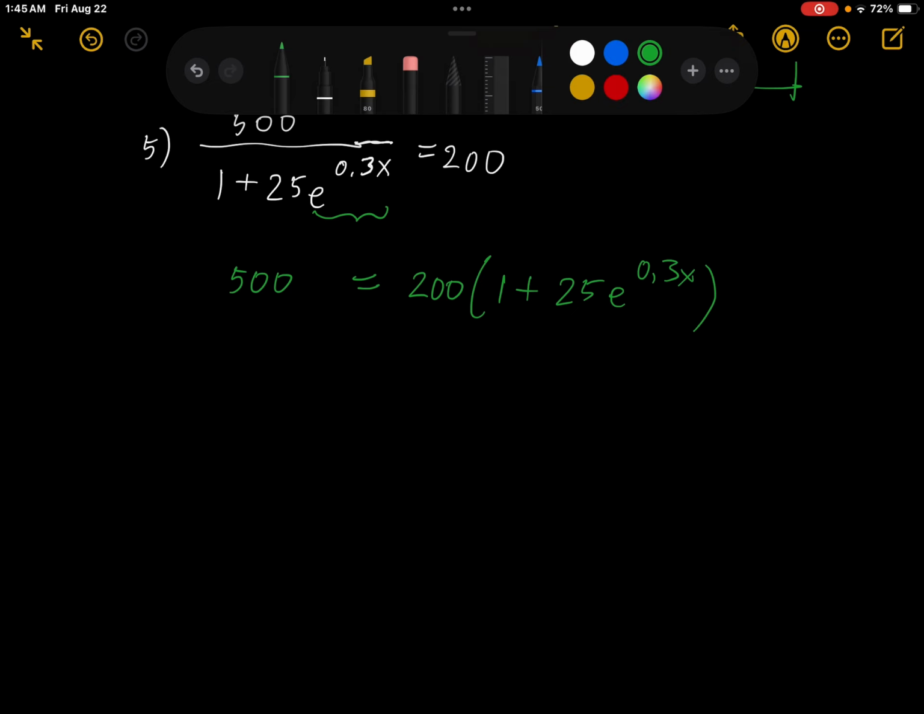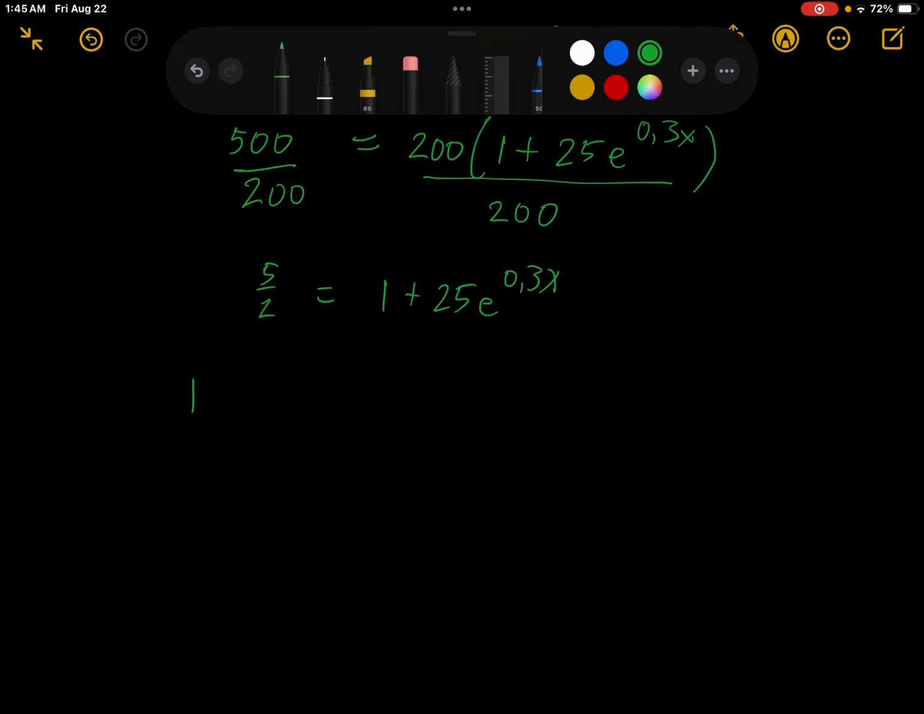We distribute. Actually, you don't. I was originally going to distribute the 200 across. Now, you can do that, but you actually don't have to. One thing you can do is just divide both sides by 200. So if you divide both sides by 200, the left-hand side is 5 over 2. The right-hand side simplifies to 1 plus 25 e to the 0.3x.